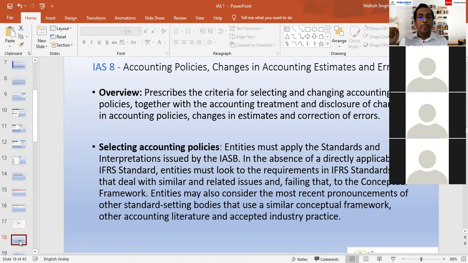Or there is another last resort as well. We can use any other accounting literature, any other accounting standard from other bodies, maybe UK GAAP, US GAAP. Actually, quite factually, UK GAAP is one of the closest accounting standards which reflects IFRS, because initially IFRS was heavily influenced by UK GAAP, right? So knowing this, you know where to look for the relevant information in case IFRS is silent on any particular topic.